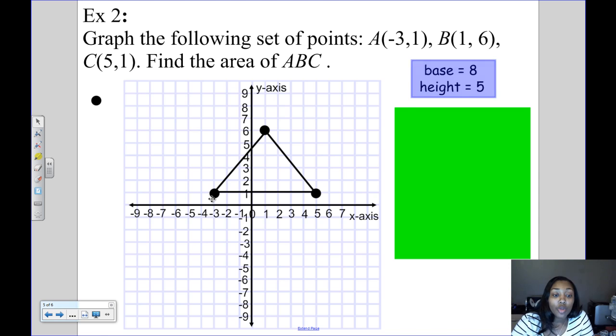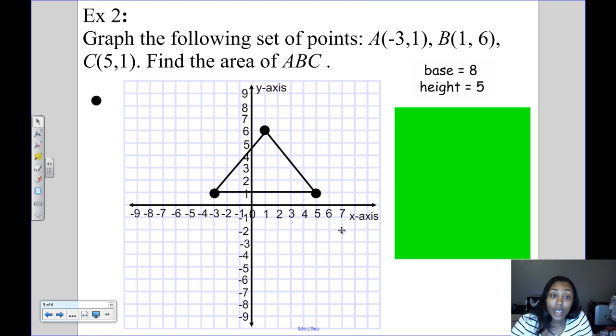So what we want to do is figure out what's the base and what's the height. If we count the bottom of our triangle, we can see that the base has a length of 1, 2, 3, 4, 5, 6, 7, 8. So it has a length of 8. And then the height is from the base to the top point, so this line here is going to be our height. If we count from the bottom to the top point, we move 1, 2, 3, 4, 5. So the height is 5.